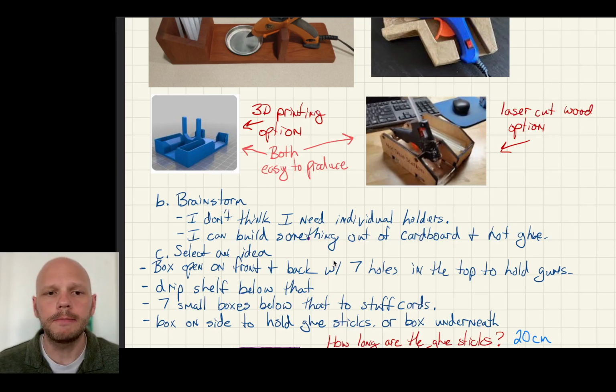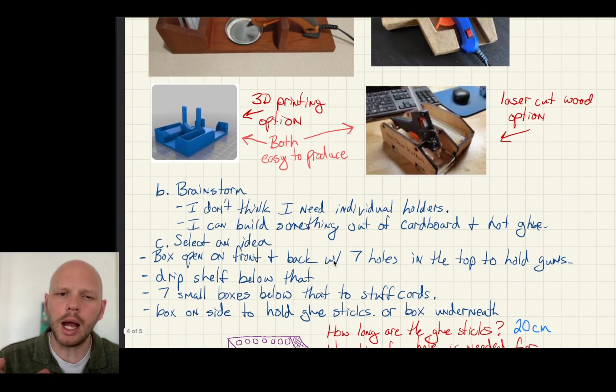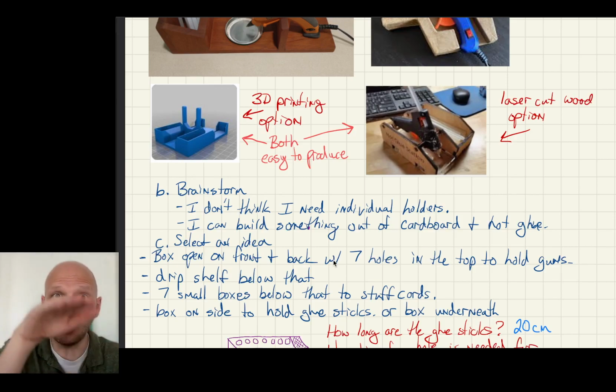So again, the brainstorming could be coming up with designs, but I pretty much narrowed in my mind already how I want to come up with this. So I want maybe like a box that is open on the front and the back with 7 holes in the top to hold the guns. So I'll just have like 7 circles cut into the top and then slide the 7 mini hot glue guns down into those holes. And then I want a shelf some distance below where the tips are that can catch all the drips. I'm going to call it a drip shelf.